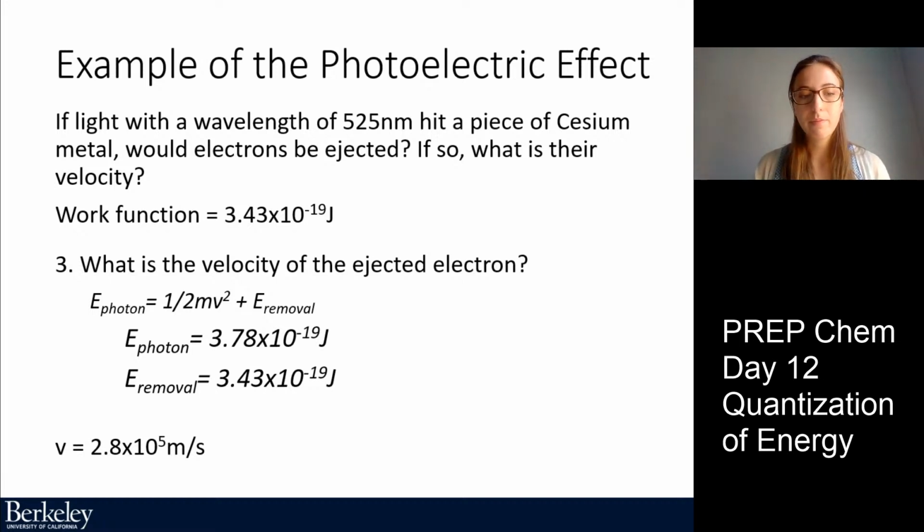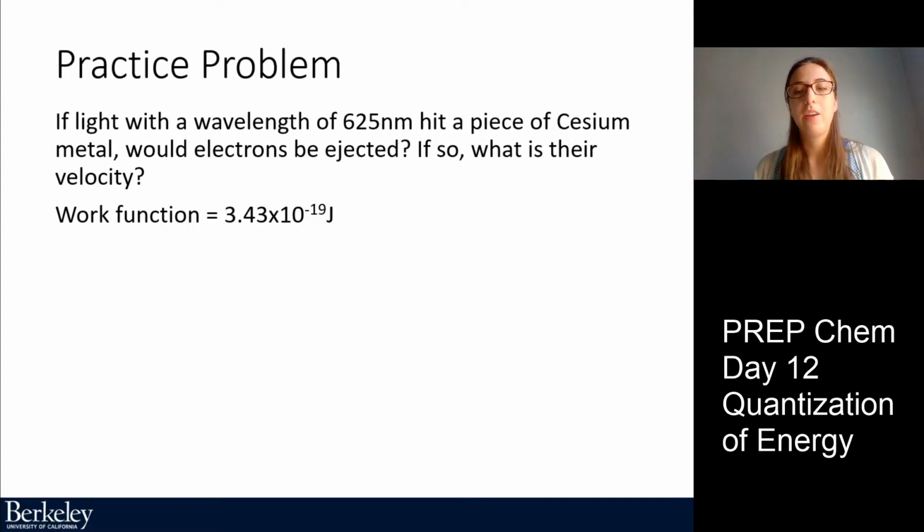Okay, so now in your groups, let's do another practice problem. If light with a wavelength of 625 nanometers hit a piece of cesium metal, would electrons be ejected? And if so, what is their velocity? So again, I've also given you the work function for cesium, which is 3.43 times 10 to the minus 19th joules. So go ahead and work on this in your groups.